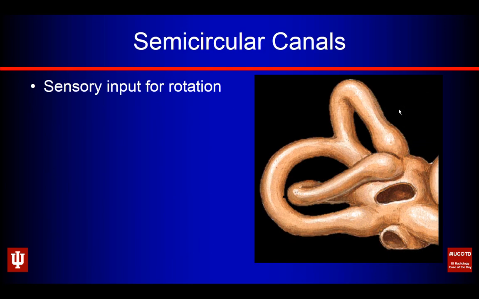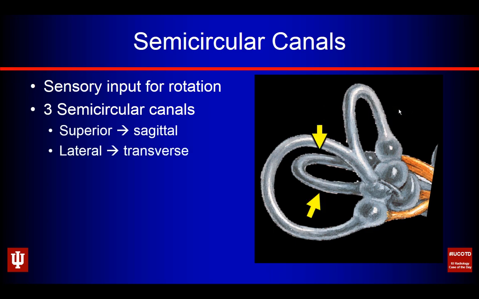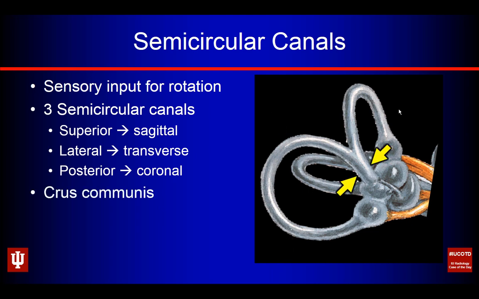Next are the semicircular canals, and those provide sensory input regarding rotational forces. So you have three semicircular canals. You have a superior, which runs in the sagittal plane. You have a lateral that runs in the transverse plane. And you have a posterior that runs more in the coronal plane. Where the posterior and the superior semicircular canals come together, they have a uniform stalk-like attachment. We call it the crus communis.